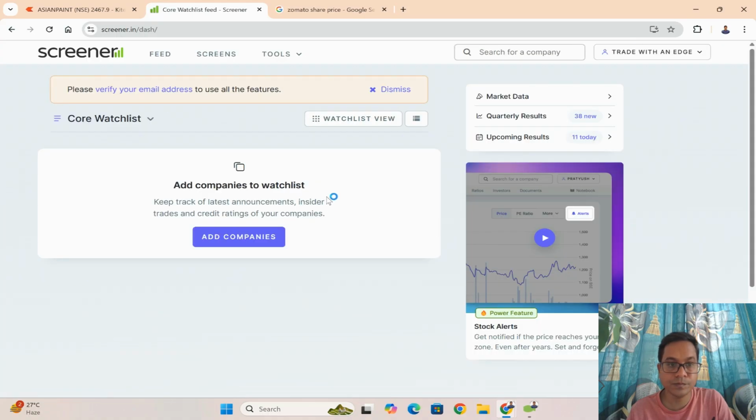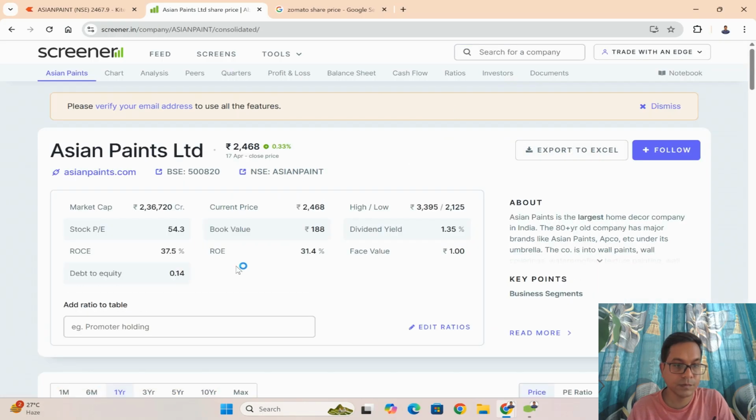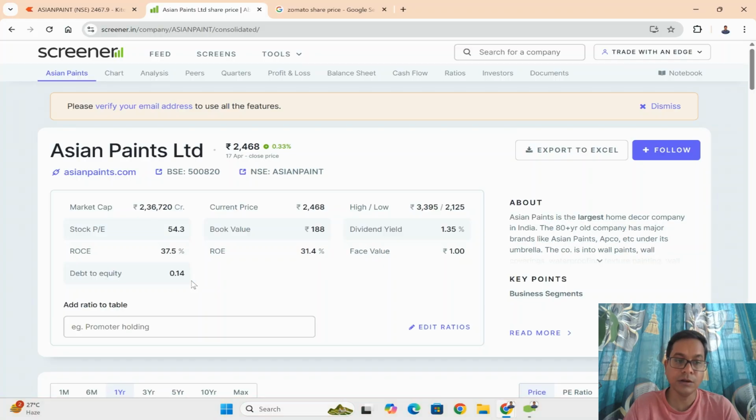Debt to equity is 0.14. That means if this company has 100 rupees, 14 rupees of that is debt. So any debt to equity below 20 is good. More than 20 is problematic. But this is not something very critical, because when a company is new, it might have taken a lot of debt. Also, for the banking sector, this will not be applicable.